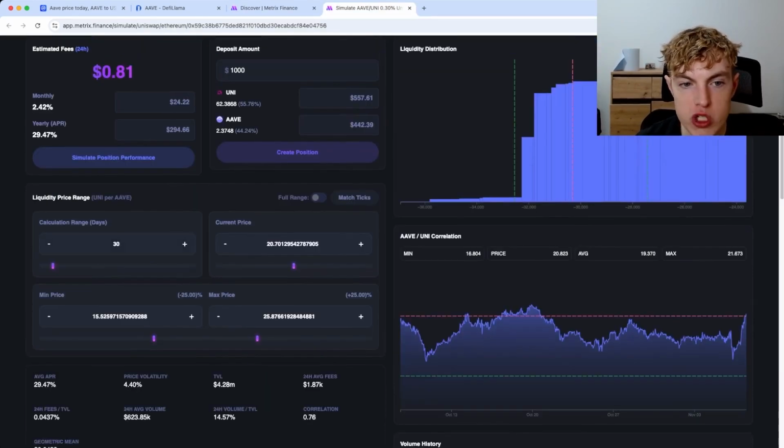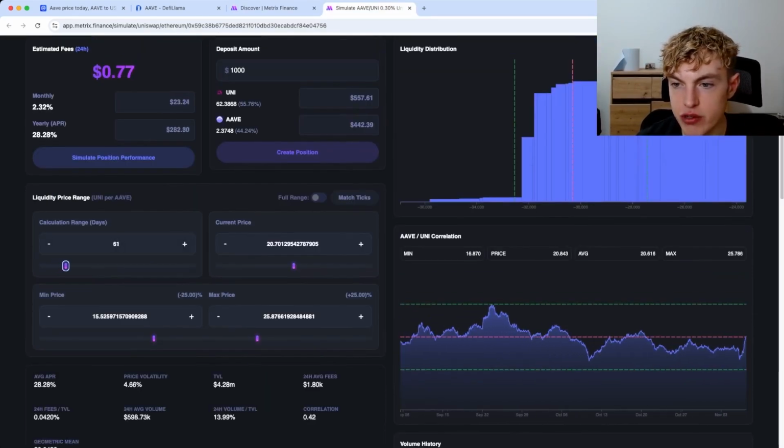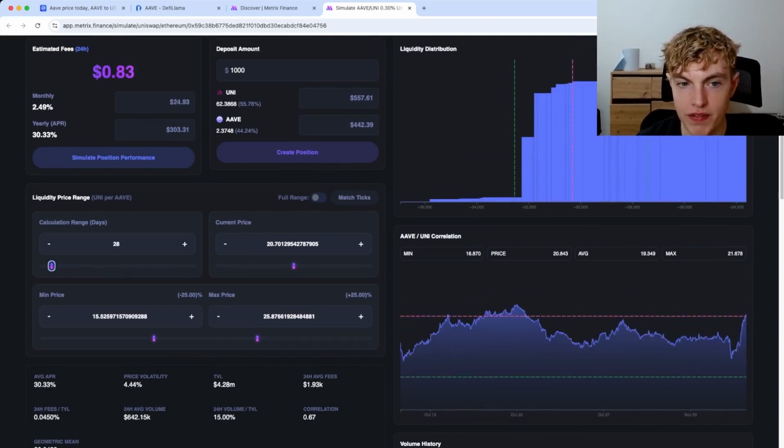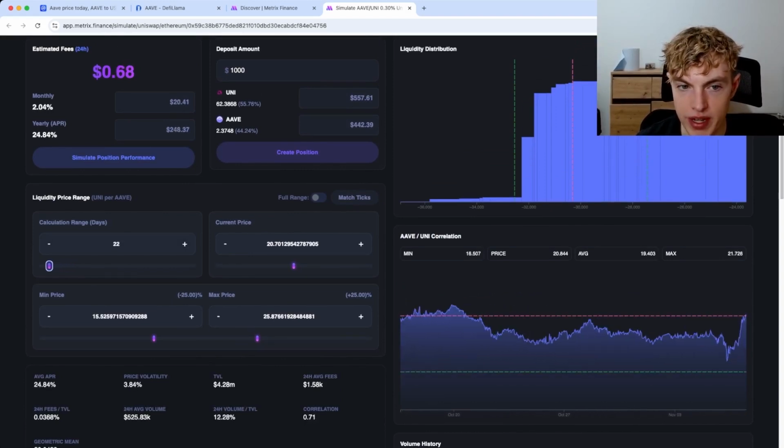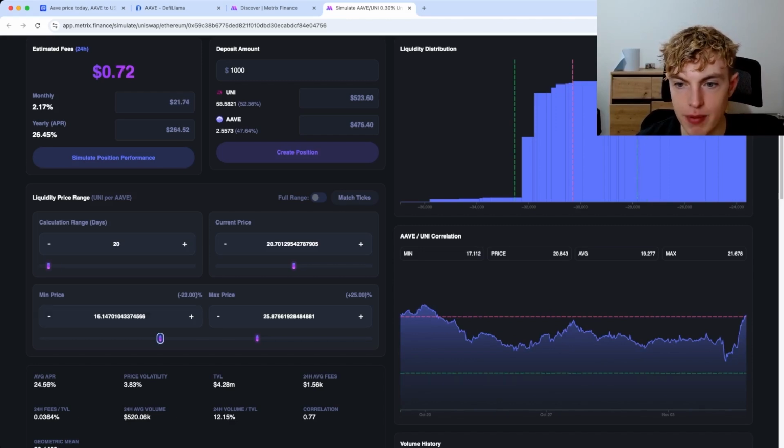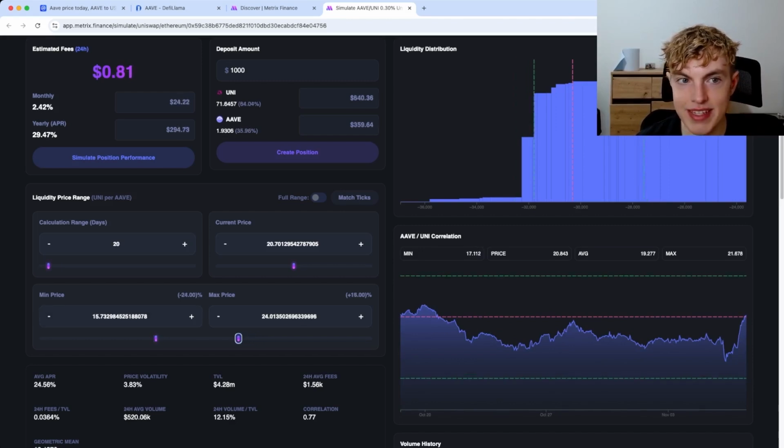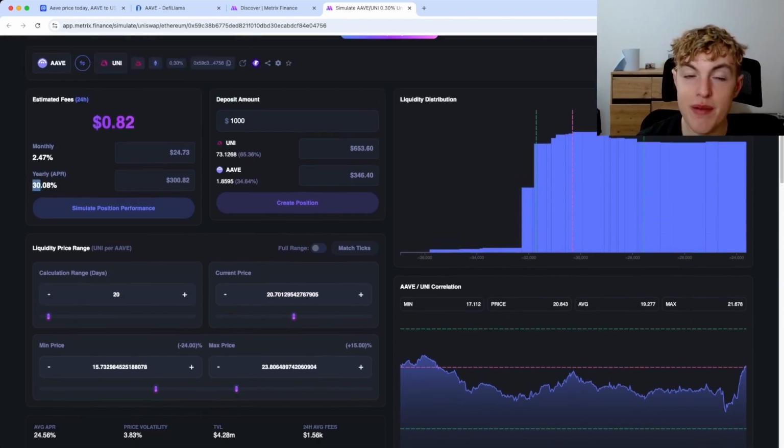First thing I'm going to do is zoom out on the calculation range to see the history of this pool. Alright, I'm going to zoom back in, and I'm going to set it to about 25 days, maybe a bit tighter, like 20 days. And now I'm going to change my min price a bit and my max price a lot. So with these settings here, we'd be getting about 30% APR. Pretty similar to the last pool, and this is still very solid.